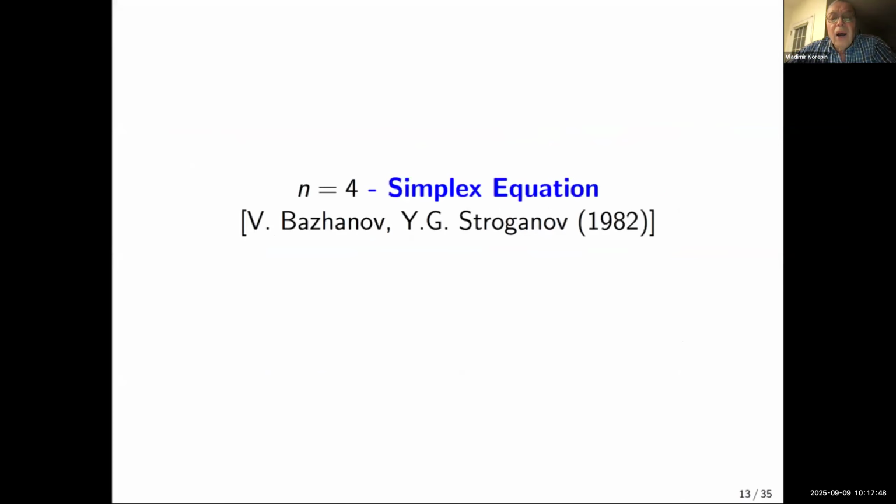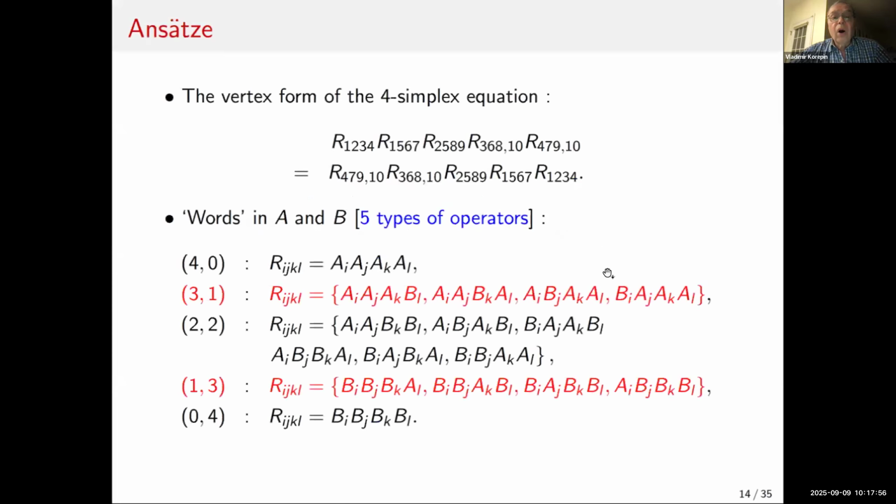Let's proceed further to the higher simplex equation, the n equal to 4 simplex equation suggested by Professor Bazhanov and Stroganov. This is a simplex equation in a higher dimension, with more indices. Well, I can try the trick which already worked for lower dimensions. Maybe R is equal to the product of all 4 A's in the different lattice sites, or maybe two A's and two B's, or maybe four B's. Somehow the even number will be important later. I will comment on the red color later as well.